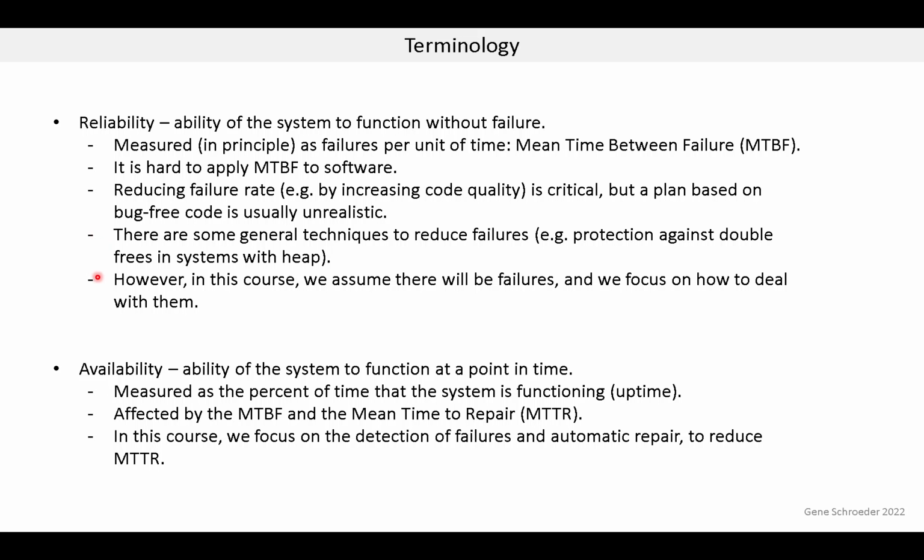So in this course, we just assume there are going to be failures and we focus on how to deal with them. So the next term is availability. And this is the ability of a system to function at any point in time. It's measured as the percentage of the time that the system is functioning, or the percentage of time that it's up.